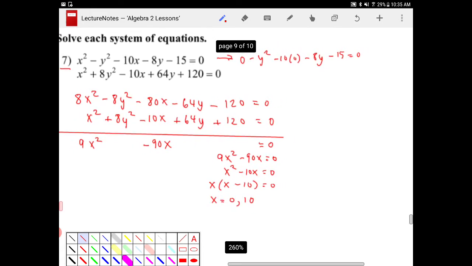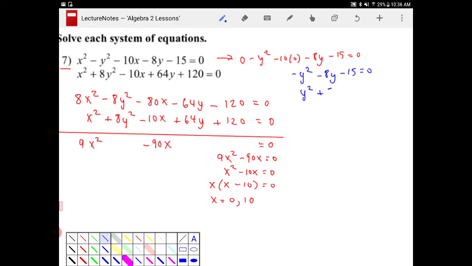At this stage I'm going to use a different color just to make it stand out more. So I get negative y squared minus 8y minus 15 is equal to 0. I'm going to divide both sides by negative 1. I'll end up with y squared plus 8y plus 15 is equal to 0. Is this factorable? Indeed it is: (y plus 5)(y plus 3).